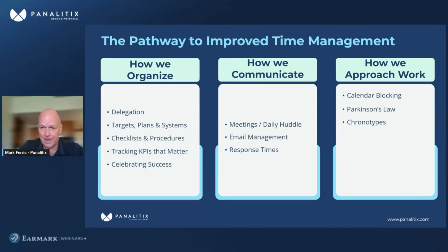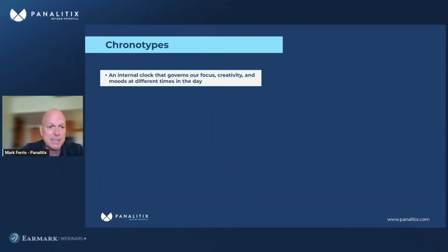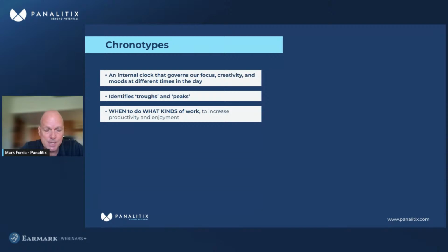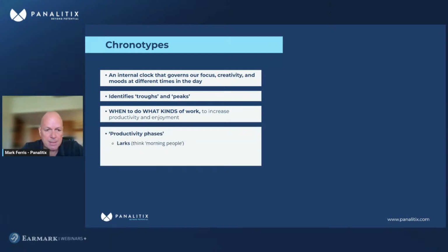Chronotypes. This is kind of fun. And I refer you, if you're interested in this topic, to Daniel Pink, is the guy's name, The Scientific Secrets of Perfect Timing. There's a whole lot here. I cannot do justice to it today, but basically we're talking about an internal clock that governs our focus, our creativity, and when we work best at different times of the day. And it suggests that we have troughs and peaks, times when we are highly productive and less productive. And this helps us to decide what kinds of work we should be doing at what time to maximize our productivity. Now, the book refers to these phases, and I urge you to read this if you have interest.